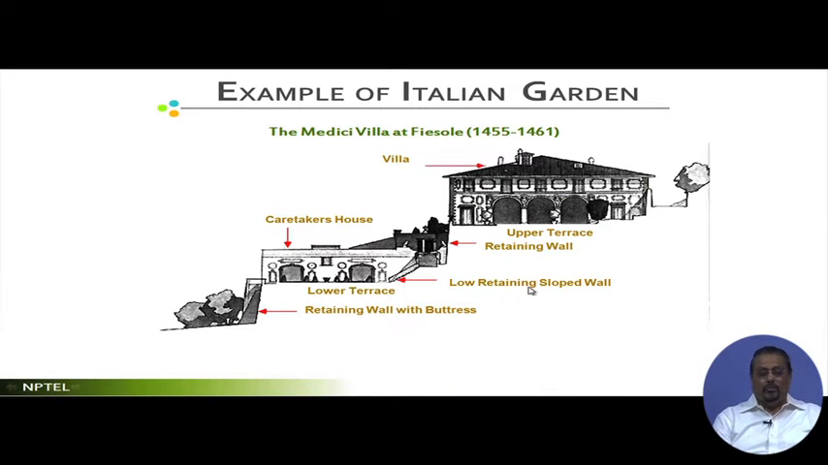Let us look at the section as we found in the references. We have the villa, we have the caretaker house, and the level changes were structurally made stable with buttressed stone walls. So, this is the upper terrace, then the lower terrace. These are retaining walls. The entirety was a landscape site that they have created.